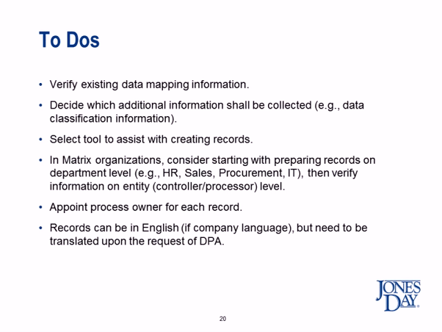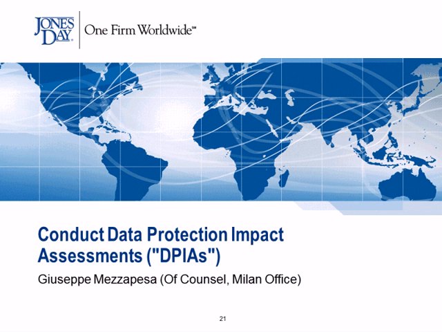The records can be in English if the company language is English, but they would need to be translated upon request of the DPA. In this regard, it's important to keep in mind that the records are not public, but that the DPA can request to be provided with the records in the respective language. So you must be prepared to provide for translations.